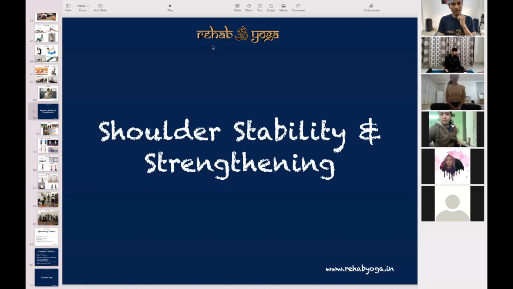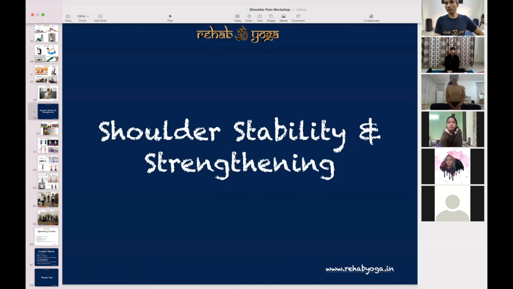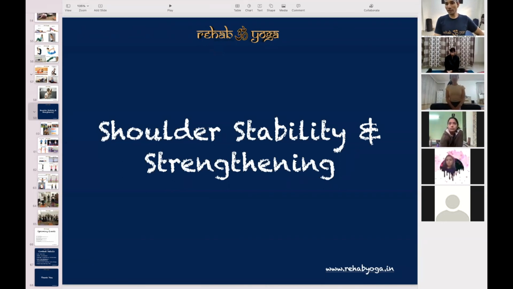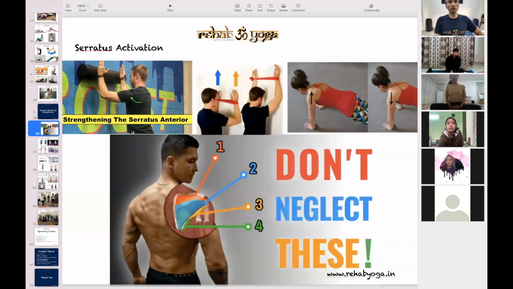Okay, now we will see the shoulder stability and strengthening. All right, the exercises which are very important, because it is not only about the stretch and then don't do anything. Now we have to work on the stability part and the strengthening part of the muscles around the shoulders. So we will go to the serratus activation first. In serratus activation, we have all this, and then definitely don't neglect these.